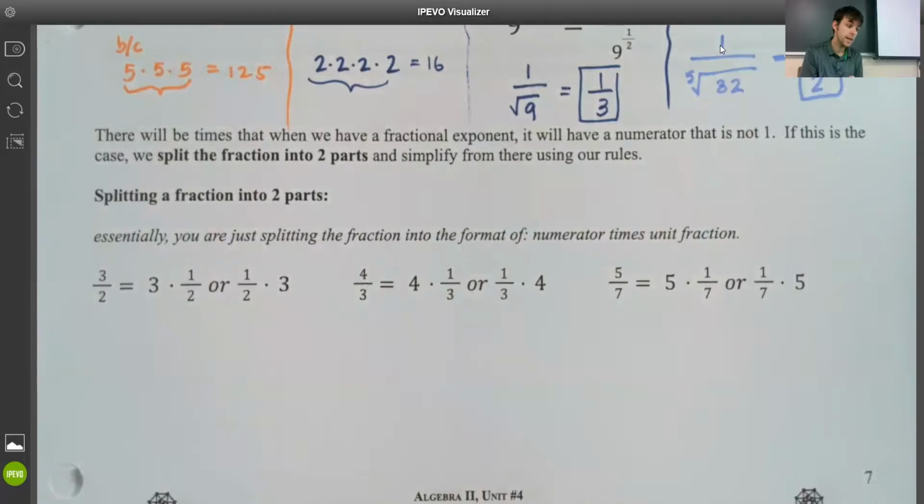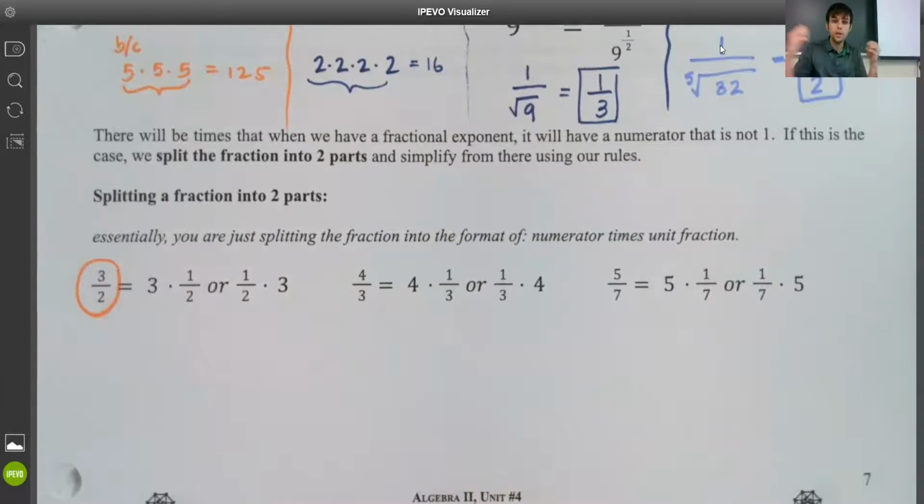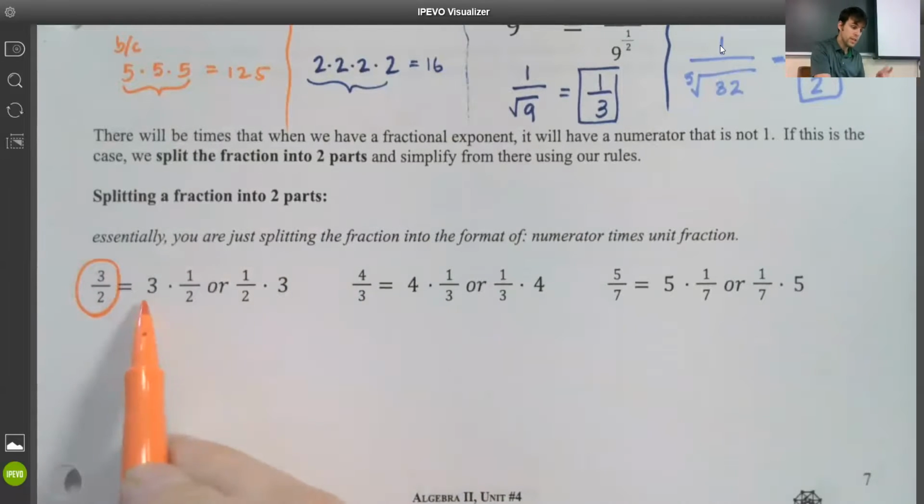There are going to be often times where when we have a fractional exponent, we're not going to have a numerator that's 1. It's not going to be 1 over 2, 1 over 3, 1 over 4, something like that. Our numerator is going to be some other number than 1. In that case, what we're actually going to be doing here is we're going to be splitting our fraction into 2 parts. So for instance, if we had a fraction like this, like 3 over 2, we can split that into 3 times 1/2.